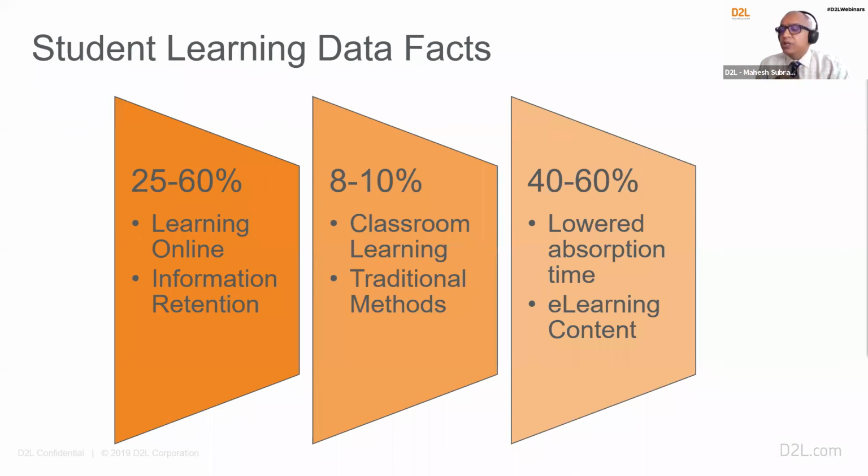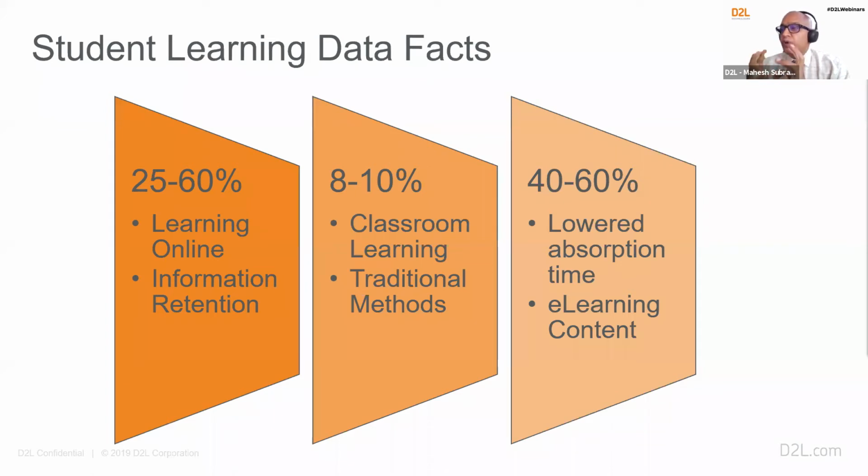So 25 to 60% of information retention is available when you do learning online. Now this is against 8 to 10% when you use a classroom model, a traditional brick and mortar classroom model, and you're looking at having to go back and build that engagement or stickiness in students as a part of the traditional classroom methods. There is also a 40 to 60% reduction in absorption time.